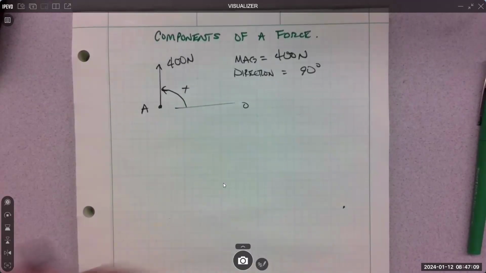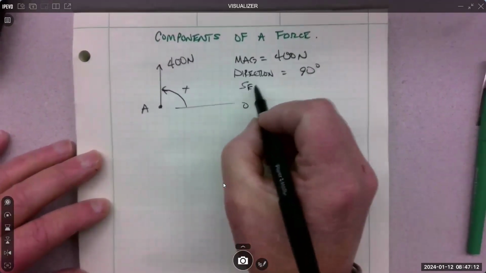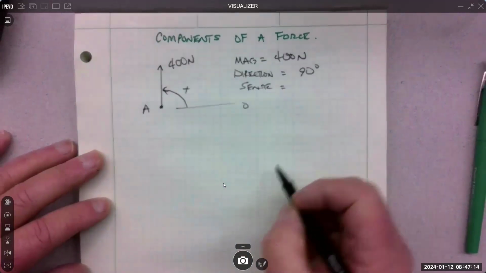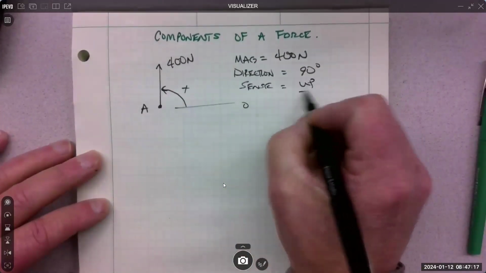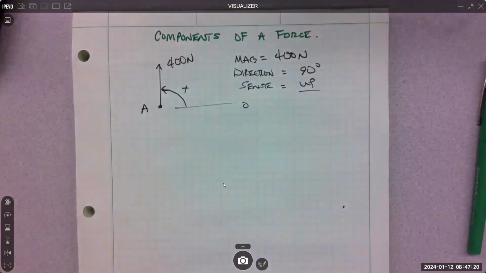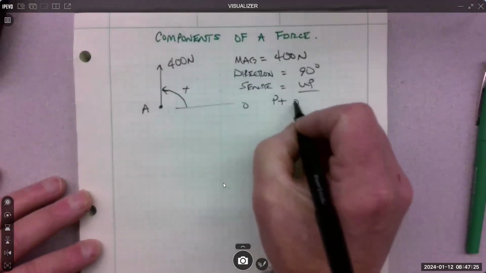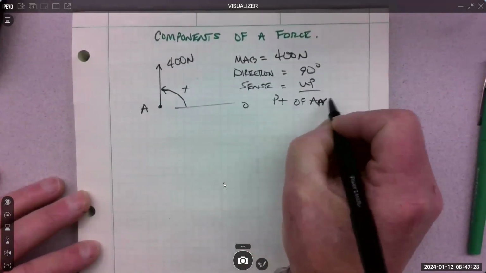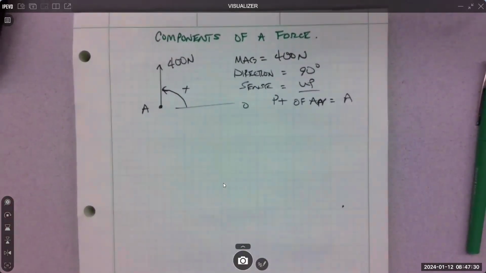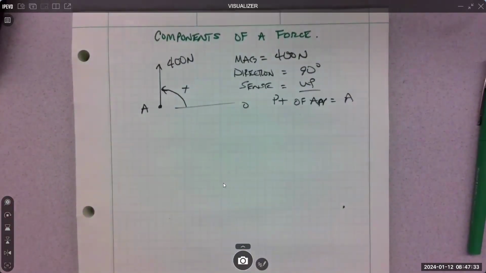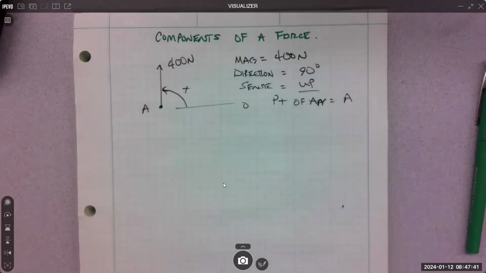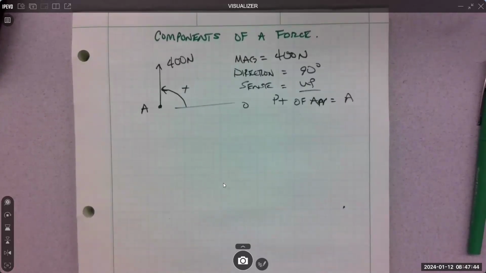All right, what else do we have? Two more. Sense. What's the sense? Arrowhead, which is up, or positive Y direction. And then the last one is point of application, which is point A. Okay, excellent. Now, the components of the force are the X and Y, and some books refer to it as horizontal and vertical. I don't recall which one your book does.